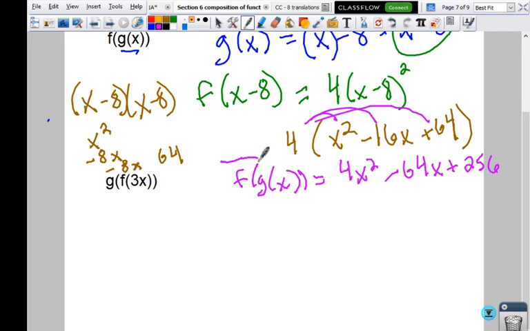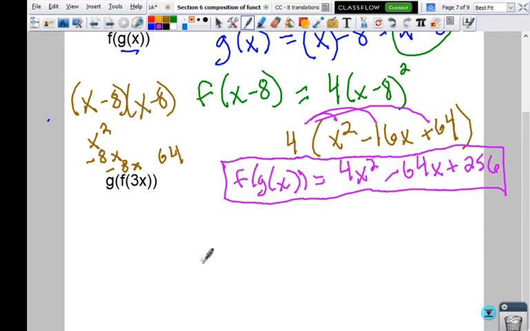So these polynomial ones, in some ways, are kind of more difficult just because they tend to be a lot bigger. But they're not really any different as far as the steps.